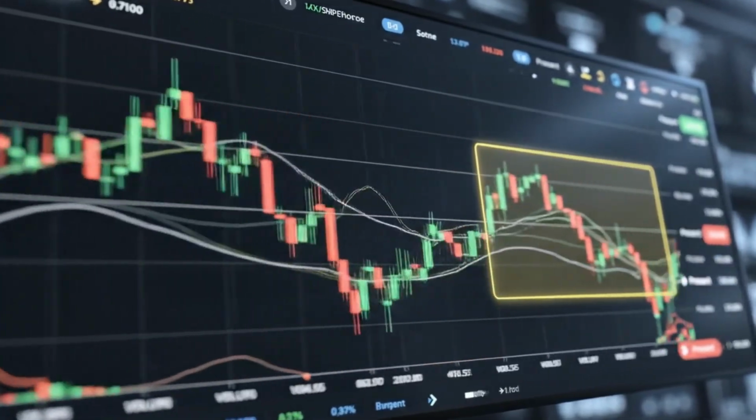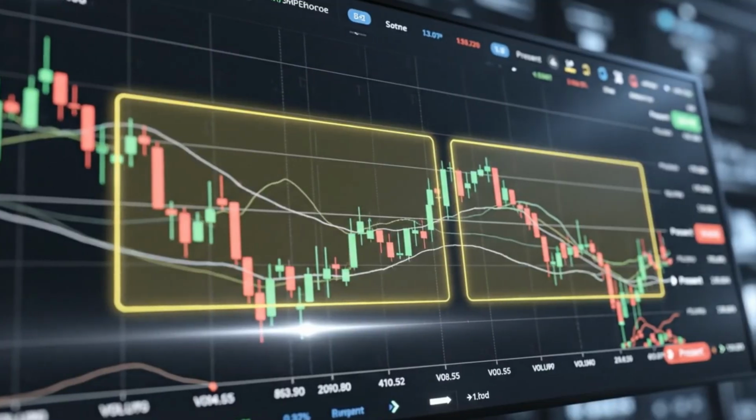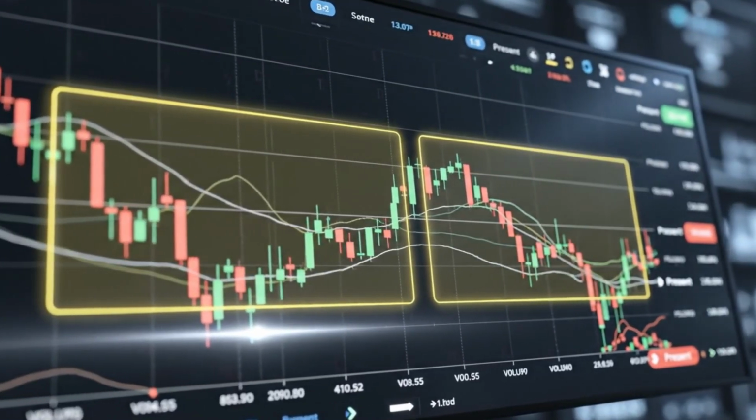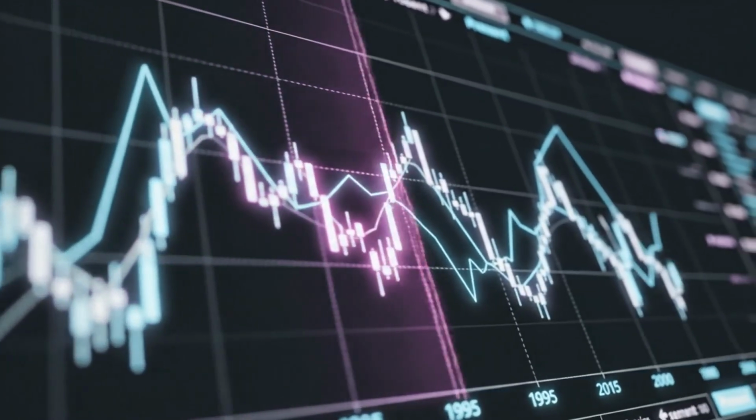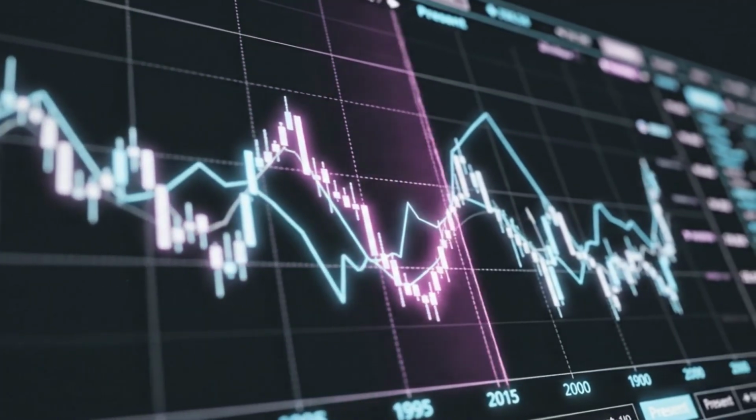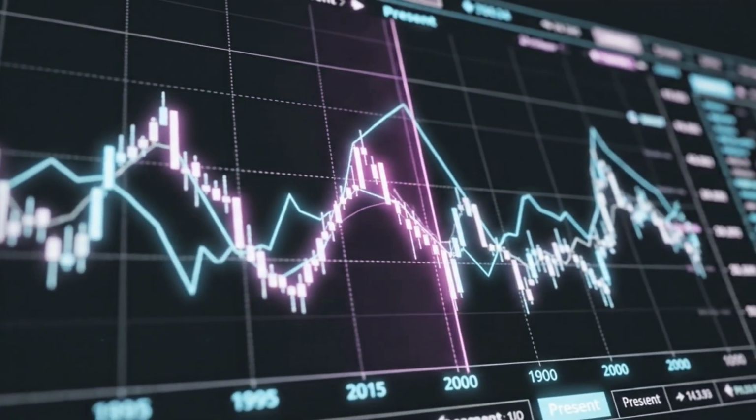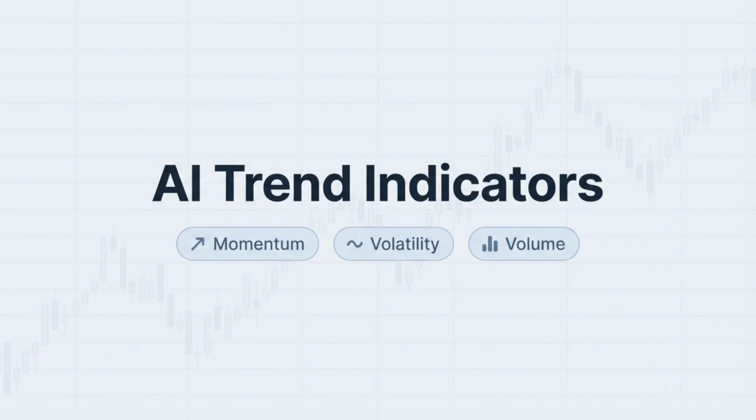They don't tell you exactly where price will go. They help you understand context. What usually happens when conditions look like this? This sentence reduces false expectations. Very important. The first category is trend indicators.